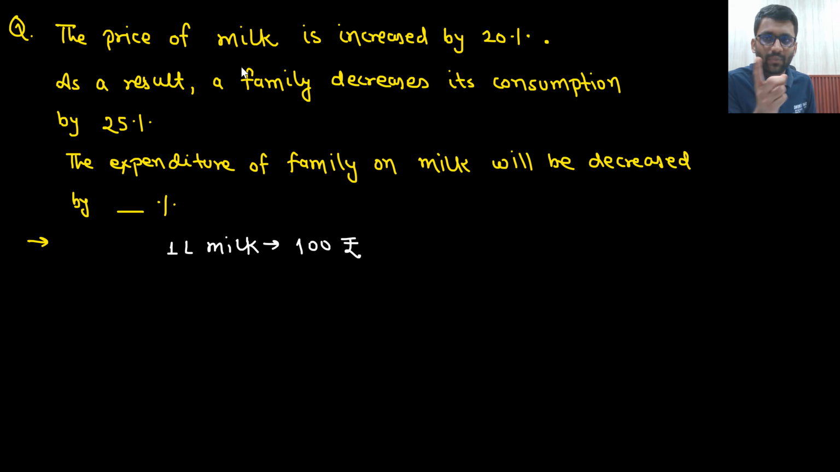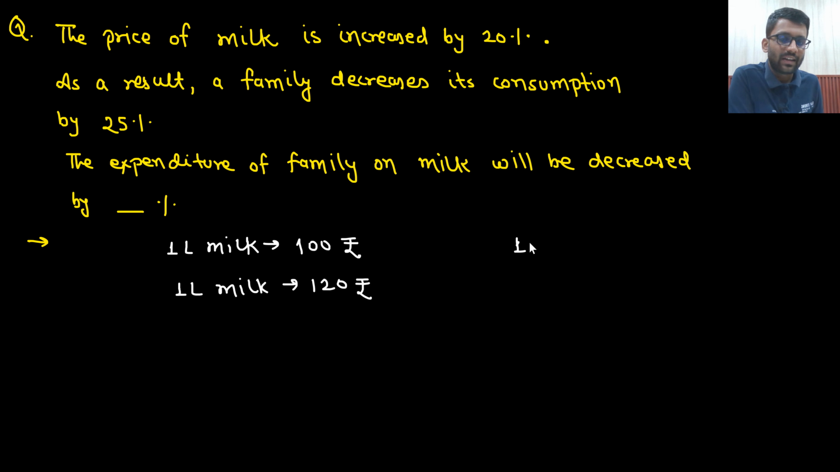Now the price got increased by 20%. Now they will get 1 liter milk for 120 rupees. Say yes or no. Without thinking anything, they decreased its consumption by 25%. So initially they were getting 1 liter milk. Now they are getting only 0.75 liter milk.